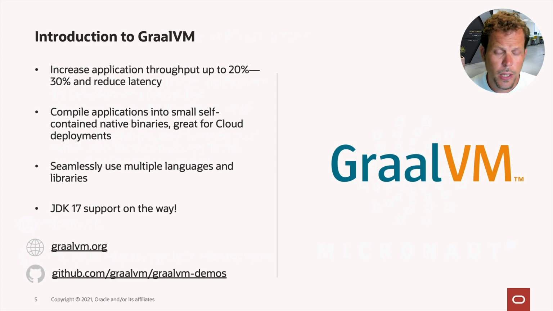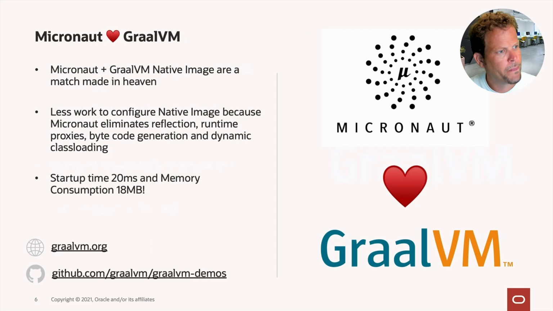And in addition to that, it also has the Truffle language framework, which allows multiple different languages to seamlessly interoperate. And there are implementations for JavaScript, Ruby, Python, so forth, all built on top of Truffle and GraalVM. But in terms of JDK 17 support, it is on the way, but there are already developer builds available for you to try of GraalVM for JDK 17. To find out more, go to graalvm.org and do check out the demos repository.